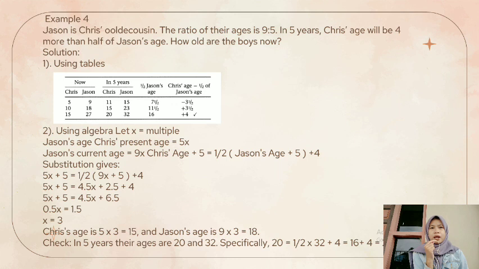To find out their ages, we have to substitute the x value into 5x and 9x. Chris' age is 5 times 3 equals 15 and Jason's age is 9 times 3 equals 18. To check the answer, we can prove it: in 5 years their ages are 20 and 32. Specifically, 20 equals half times 32 plus 4, equals 16 plus 4, equals 20.